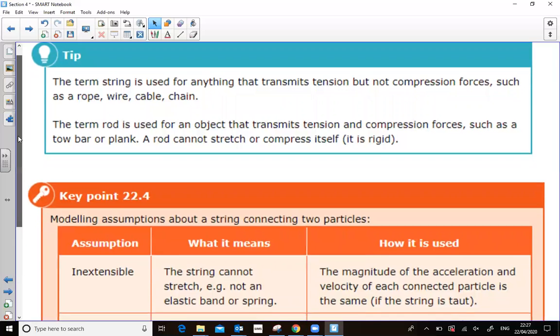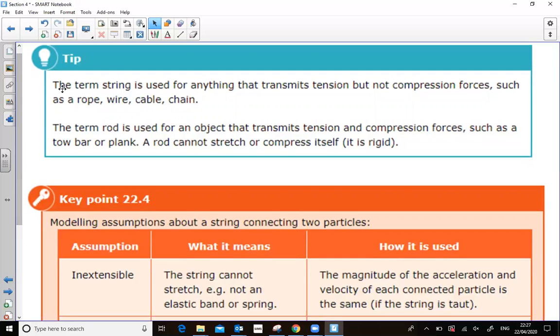So, here are some tips you need to remember. Firstly, the term string is used for anything that transmits tension, but not compression forces, such as a rope, wire, cable, or chain. The term rod is used for an object that transmits tension and compression forces, such as a toolbar or plank. A rod cannot stretch or compress itself.